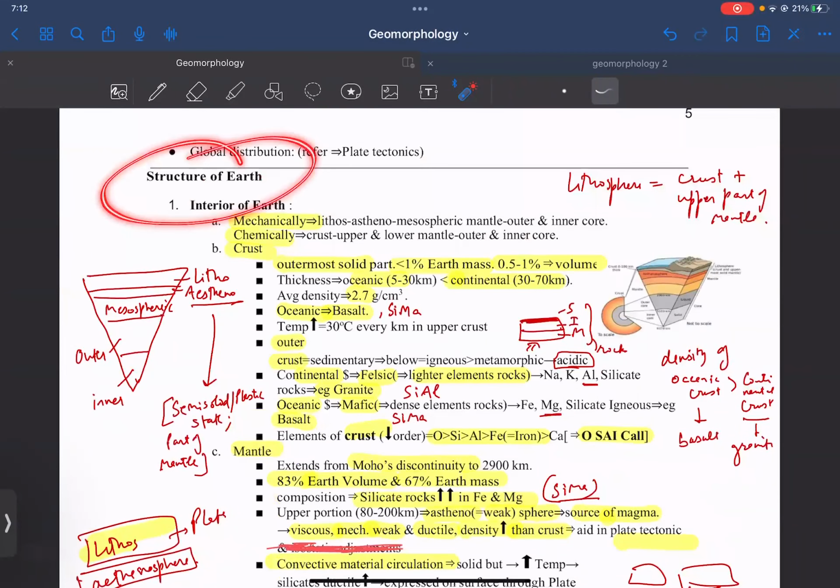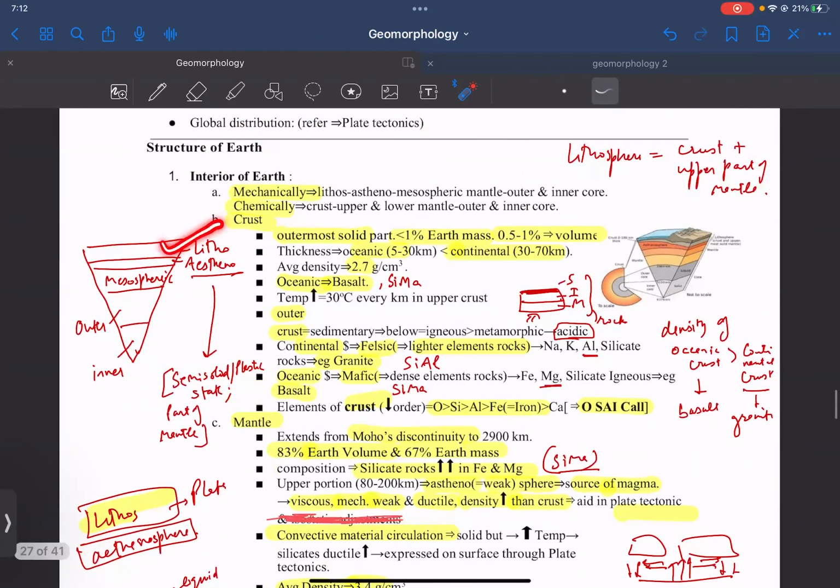Alright. Then, what do we study about the structure of the Earth? The interior of the Earth, we classify into two types: mechanical classification and chemical classification. In mechanical classification, we have the lithosphere, which consists of crust and the upper part of the mantle. Then below it, we have the asthenosphere, which is semi-solid, and it is the area over which lithospheric plates move. So the asthenosphere is associated with plate tectonics. Keep in mind. And also it is a source of magma.